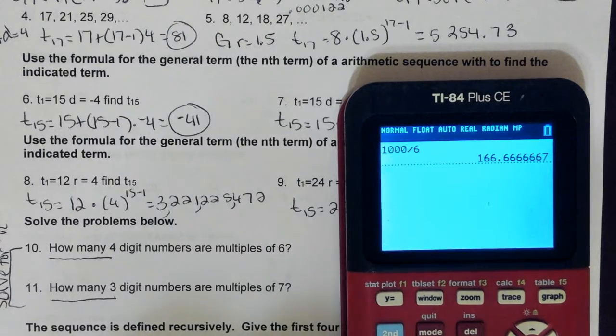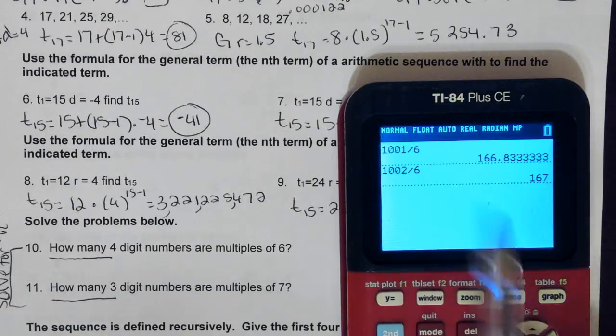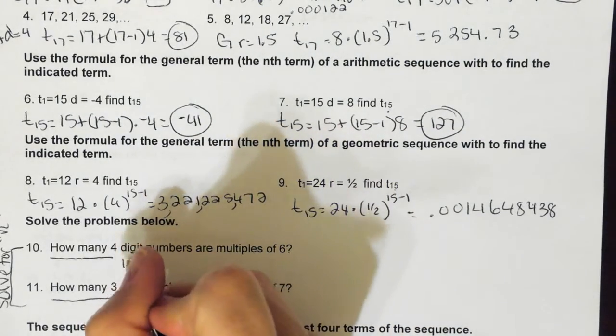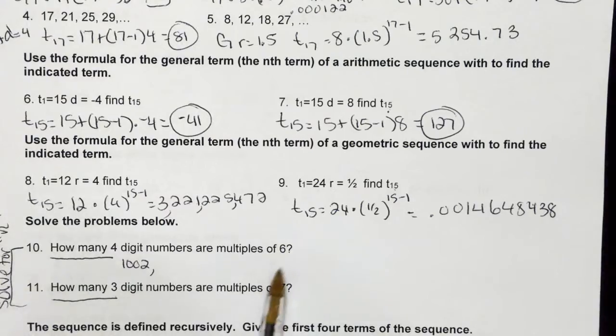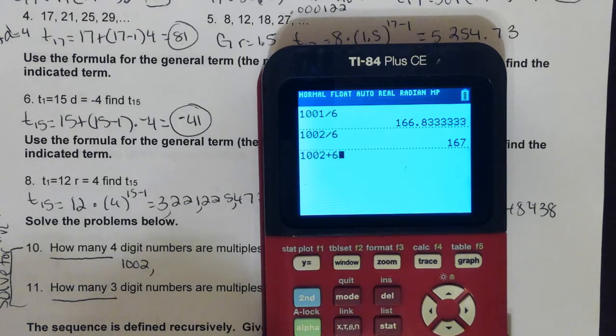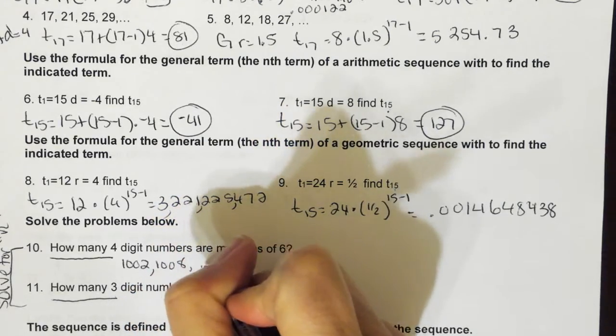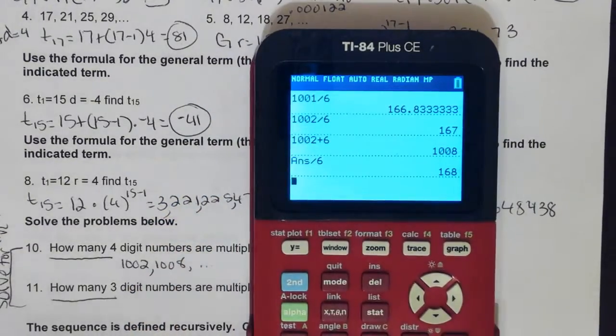So I'm going to try the next one, 1001, divided by 6. That doesn't work either. So 1002 divided by 6. Oh, there it is. So my very first 4-digit number that I can divide by 6 is 1002. And that's how I start my sequence. Because they're multiples of 6, to get the next one, I just add 6. So 1002 plus 6. Let's go make sure. Hey, yeah, that does. So 1008, dot, dot, dot. I also have to find the last 4-digit number.